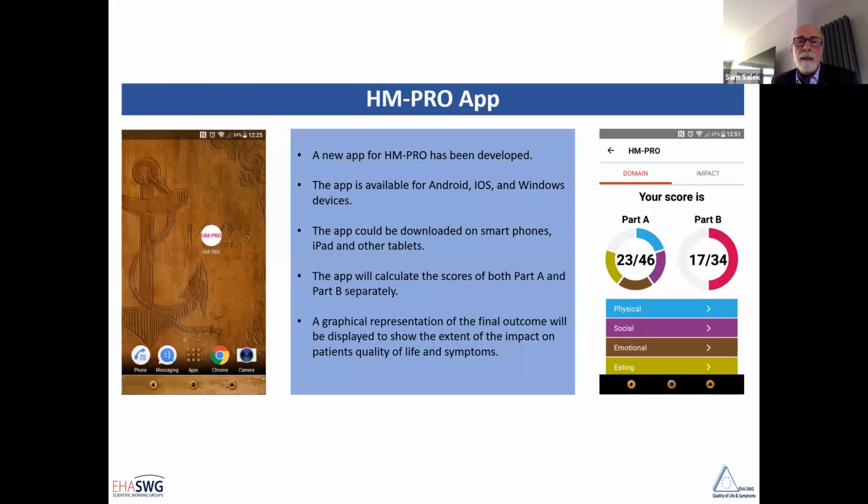Next slide, please. So the app is available for HM Pro. That was another part of the development that we wanted to complete at the end, and it's available for everyone to use. And if you complete the questionnaire, it also gives you what it means, those different colors that you see for part A and part B, and the different sections, which are physical, social, emotional, and eating habits.